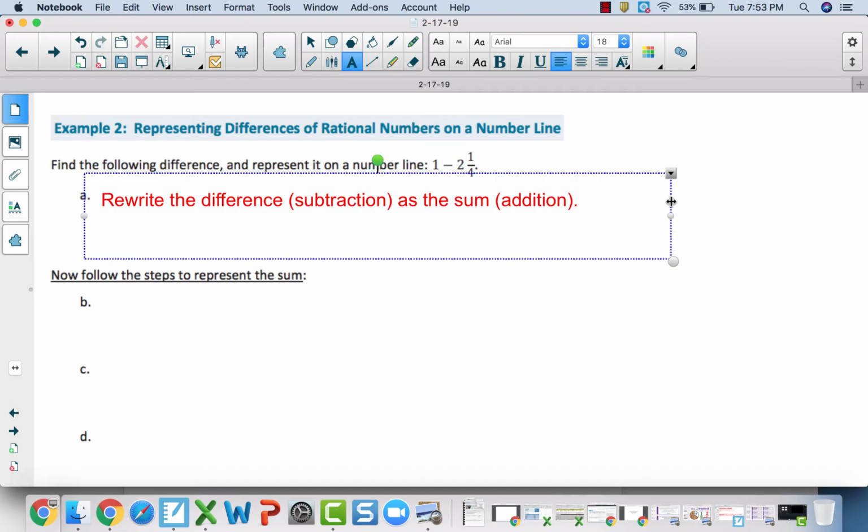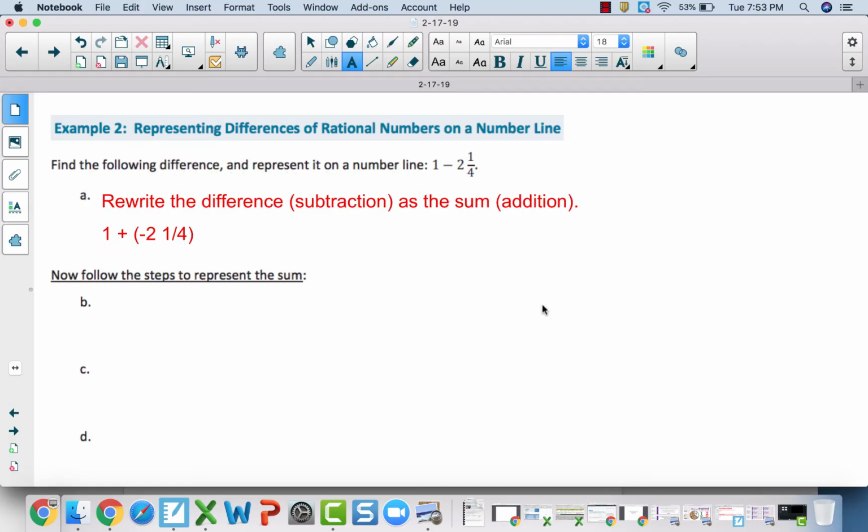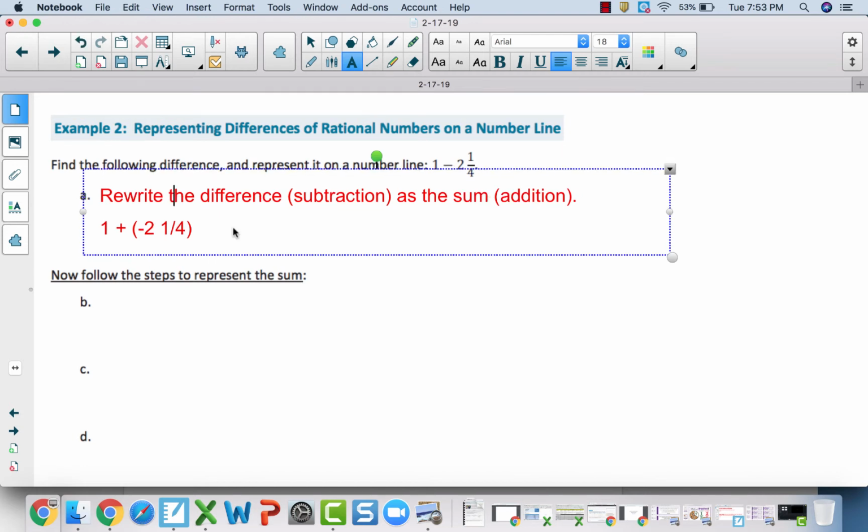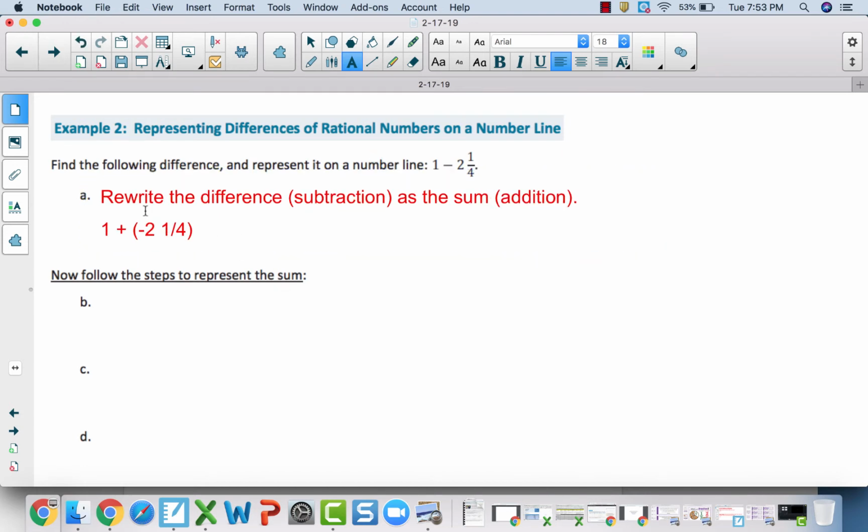So if I rewrite this problem, it becomes 7 plus a negative 2.25. So that's already given me some information. What it's telling me immediately, because I took the time to rewrite that as addition, I know my answer will be negative because the negative is further from 0 than the positive. I also know I'm going to have to really subtract these two numbers or find the difference because the signs are different. So by just rewriting that question, it's giving me a lot of information.